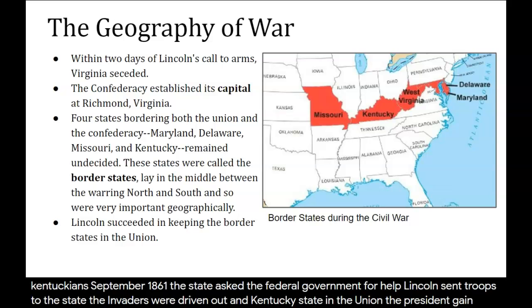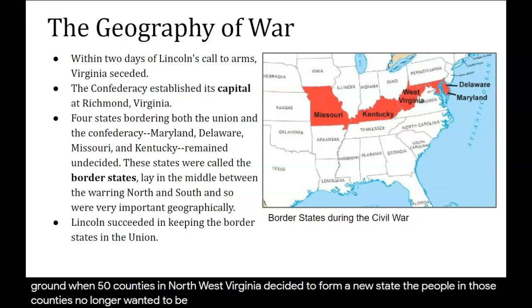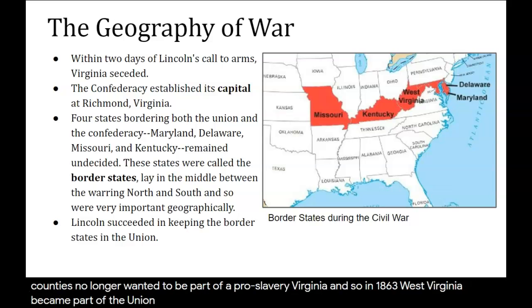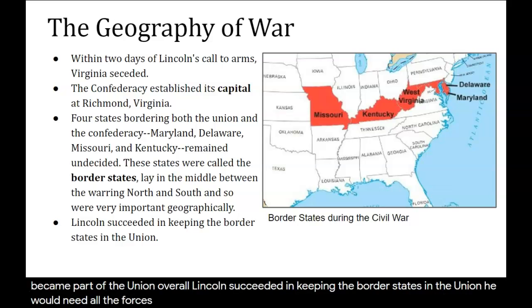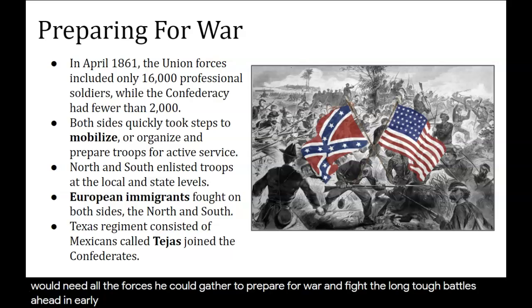The president gained more ground when 50 counties in northwest Virginia decided to form a new state. The people in those counties no longer wanted to be part of a pro-slavery Virginia, and so, in 1863, West Virginia became part of the Union. Overall, Lincoln succeeded in keeping the border states in the Union. He would need all of the forces he could gather to prepare for war and fight the long, tough battles ahead. An early Confederate victory.